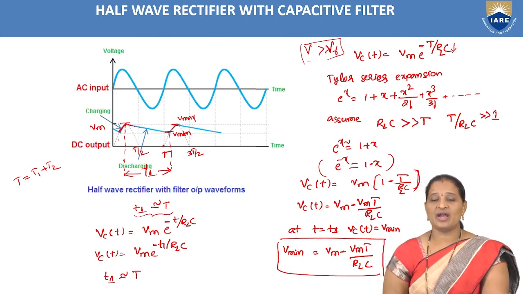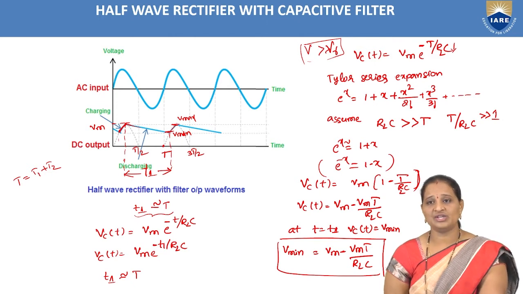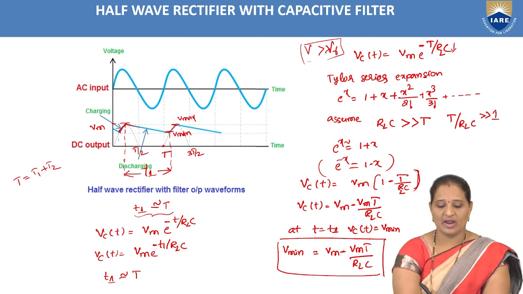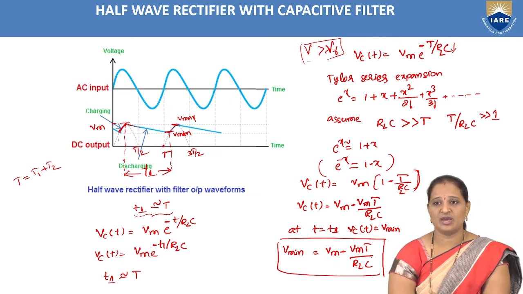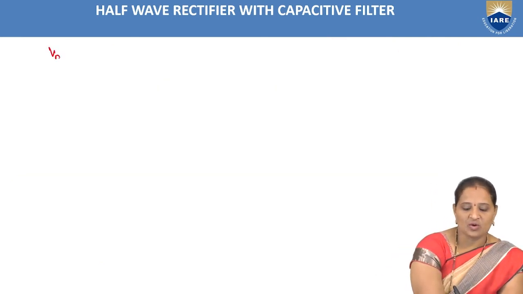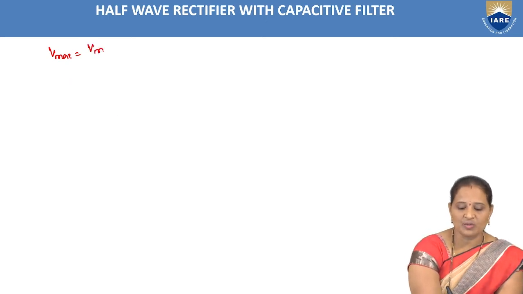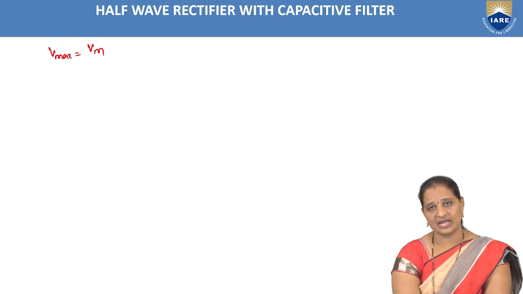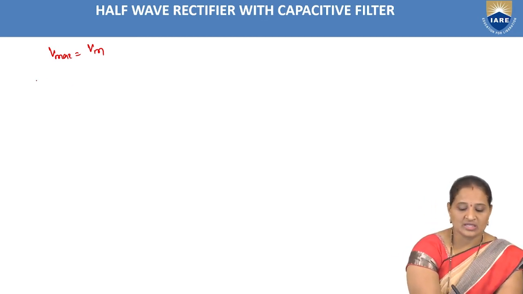Now, as I told you, in order to calculate the ripple voltage, the peak to peak value of the ripple voltage, we need to calculate the maximum value and the minimum value. So we have found that minimum value as Vm minus Vm into T by RL into C. Now coming to the maximum. So Vmax, which is the maximum voltage across the capacitor, is equal to Vm. That means during the charging time constant, the capacitor charges to its maximum value. So that is Vm.